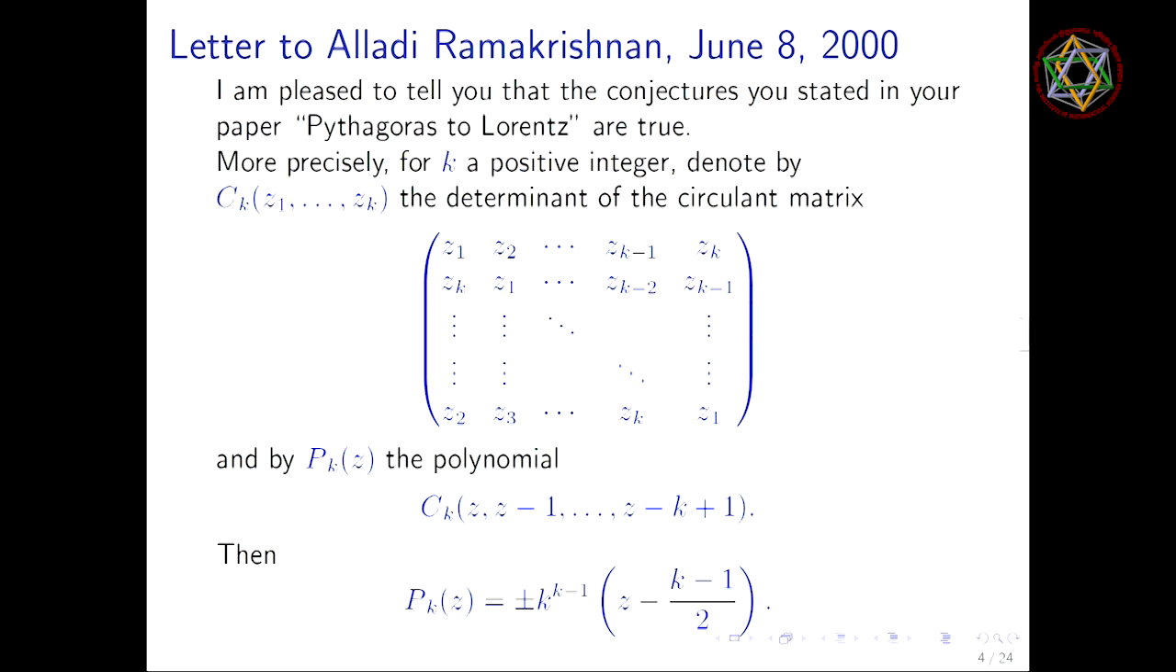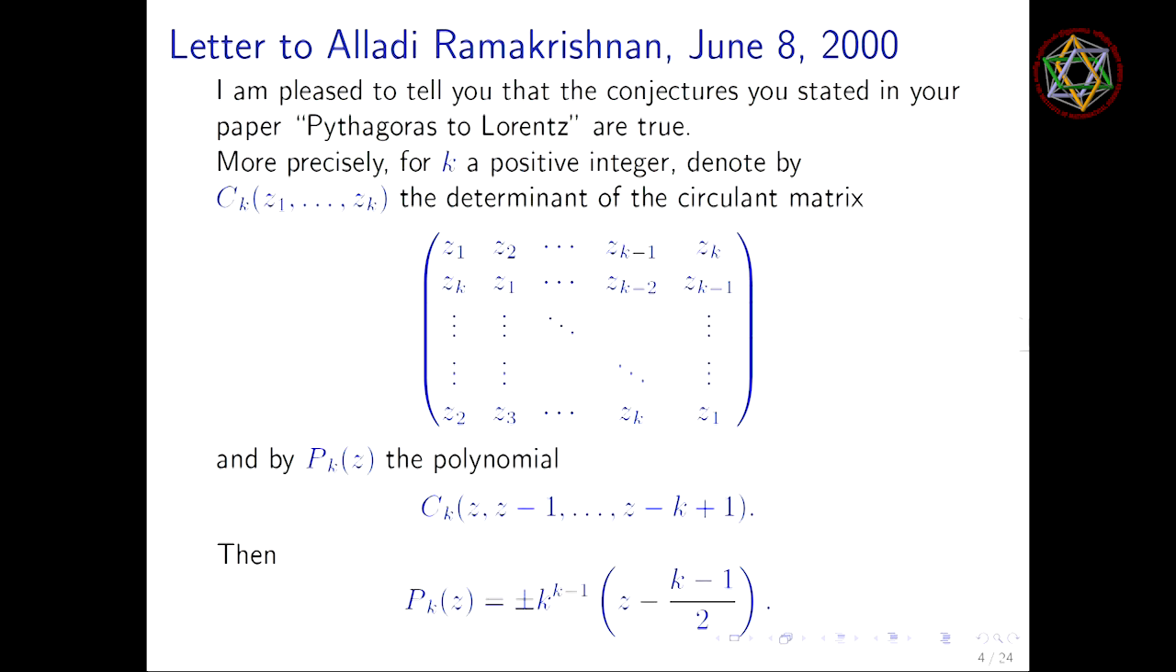It's a k by k determinant. The first row is z1, ..., zk, and then you shift, as I said, to the left. And so then you have zk, z1, ..., zk minus 1, and so on, up to z2, z3, ..., zk, and z1. So we have a determinant. We look at the polynomial, which is the determinant of this circulant determinant. And pk of z is a polynomial in one variable, where you replace z2, ..., zk by z minus 1, ..., z minus k plus 1.